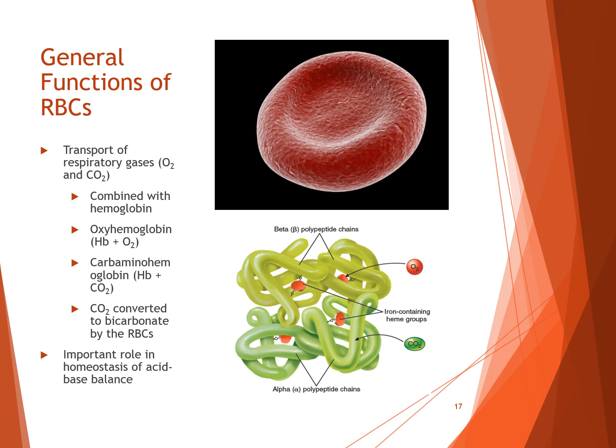Now, some of that CO2, about 70% of it, that's carried in the blood. The red blood cells convert that to something called bicarbonate, and we'll talk about that later on in a little more detail in chapter 17, but suffice it to say for now that the CO2 is converted into something called bicarbonate, and then it is transported to the lungs and excreted there as a waste product.